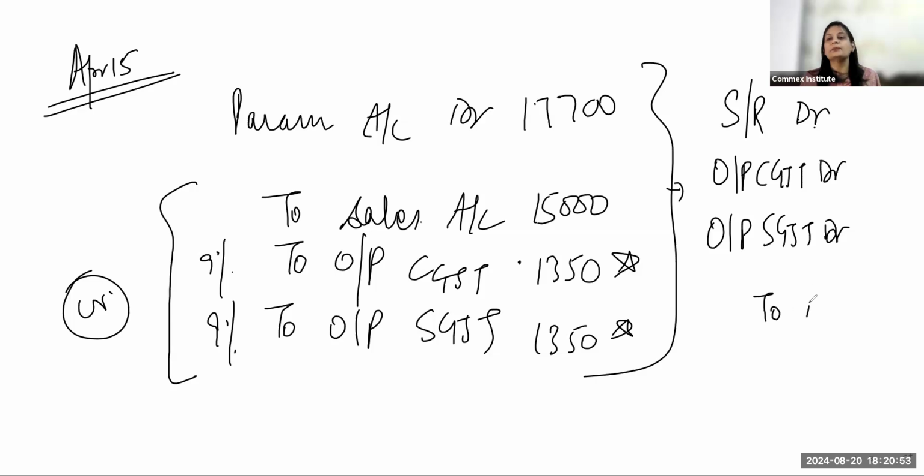And to Param. Now see which amount we fill there. 5,000 is my sales return. This will be written over here. Then 9% we are going to pay. So 450 and 450, and that makes it 5,900.